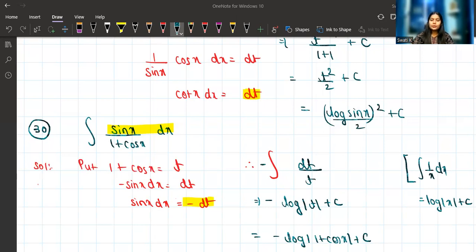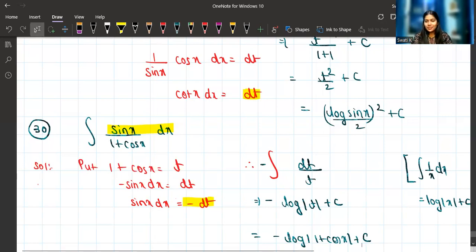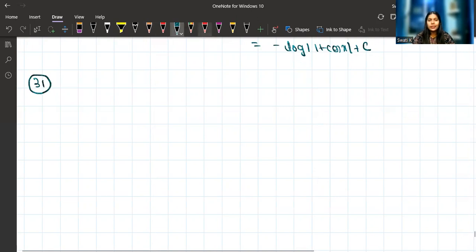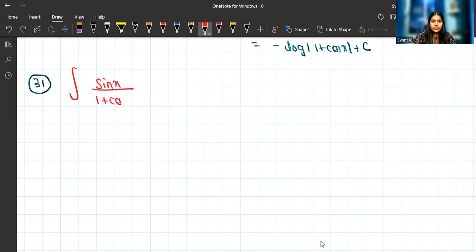Now let's go to the 31st question. We are going fast, but we have some complicated questions, almost like in the 37th or 38th question, so hang on. Okay, so let's do the 31st question. Integrate sin x upon (1 plus cos x) whole square dx. This is again almost similar to the previous one. So I'm going to substitute here again 1 plus cos x as t. So let us put 1 plus cos x equals t.